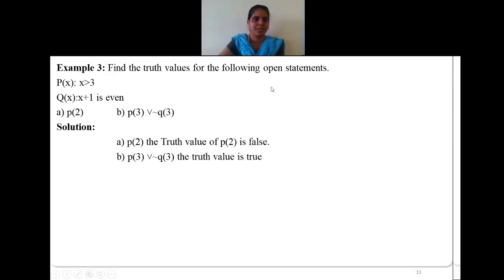Similarly, we need to find the truth value here. If you replace x with 2, 2 is not greater than 3, so it becomes false. The truth value of the first statement is false. Then consider P of 3: 3 is not greater than 3, so P of 3 is false, or negation of Q of 3: 3 plus 1 is 4, which is even, but the negation of this, 4 is not even, is false. So false or false is false, and the truth value is true here.